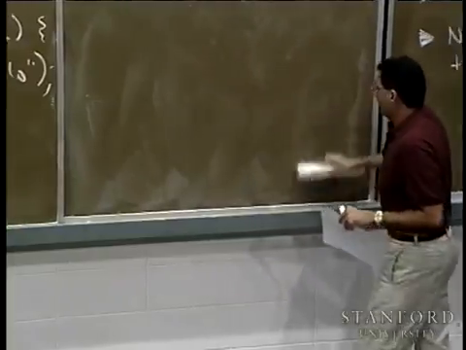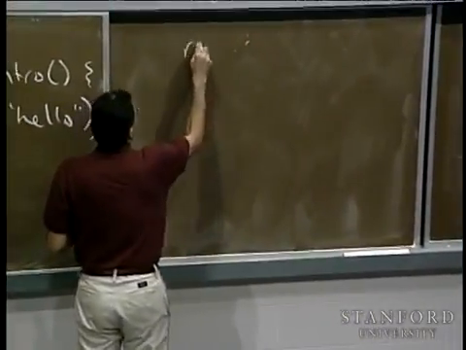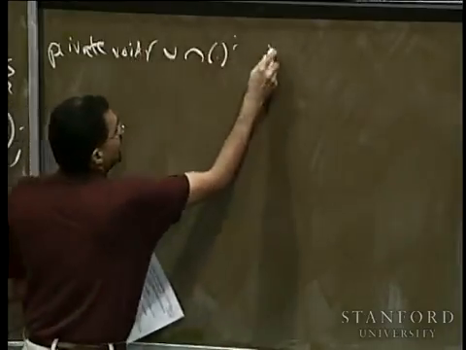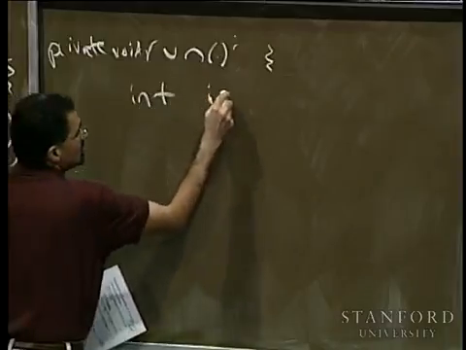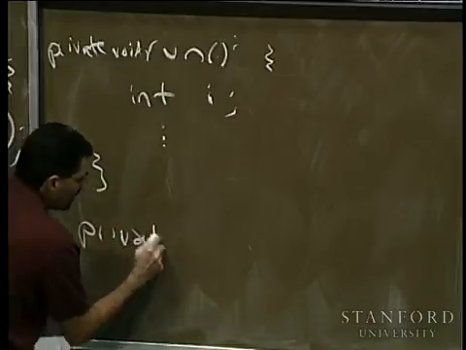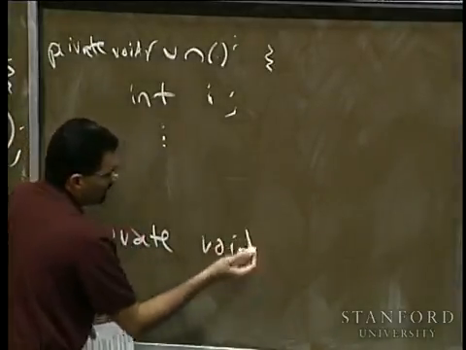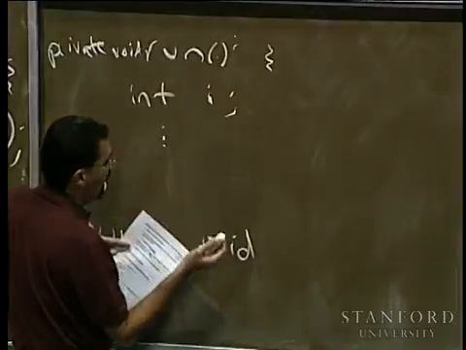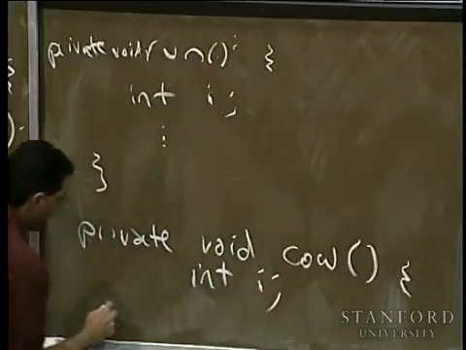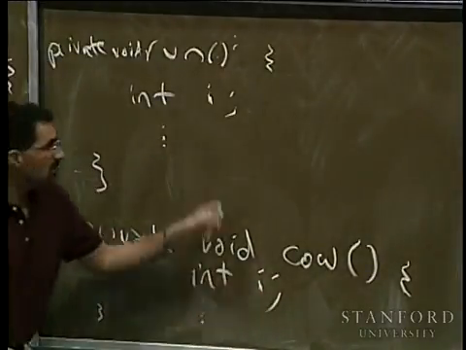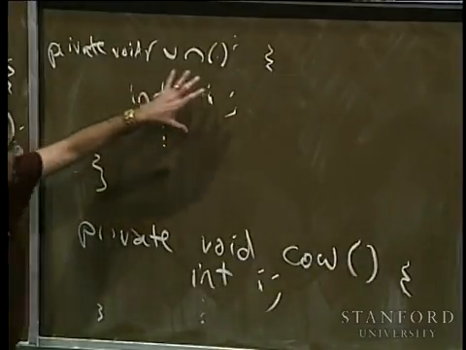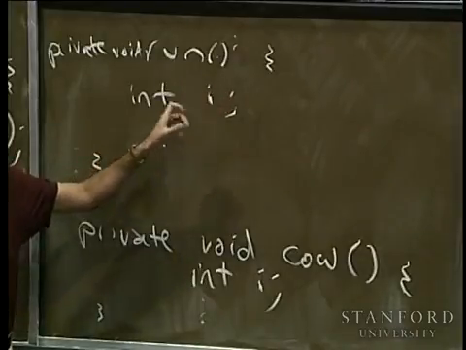As we talked about last time, you can have some method over here, run. So we'll say private void run. And inside here, we might have some integer i that we do something with. And over here, we might have some other method, private, I'll make this one void too. And we'll call this, just for lack of a better word, cow. And cow might also have in it some other integer i, and it might do something with it. And these two integer i's are not the same, because the lifetime of a variable exists only in the method in which it is defined for these kind of variables.